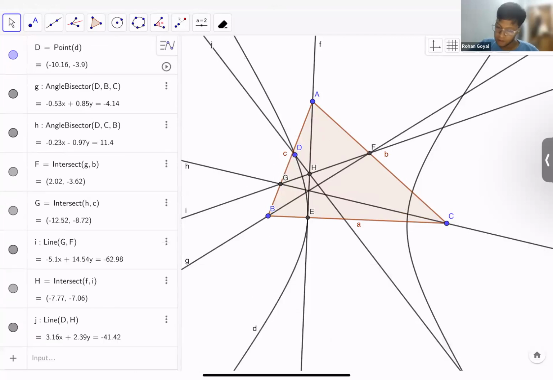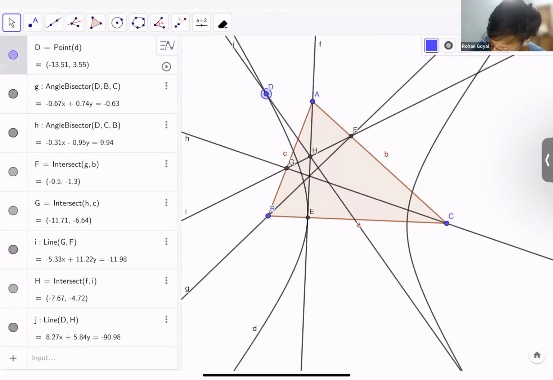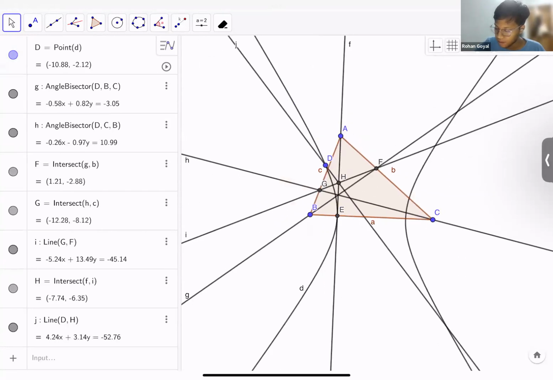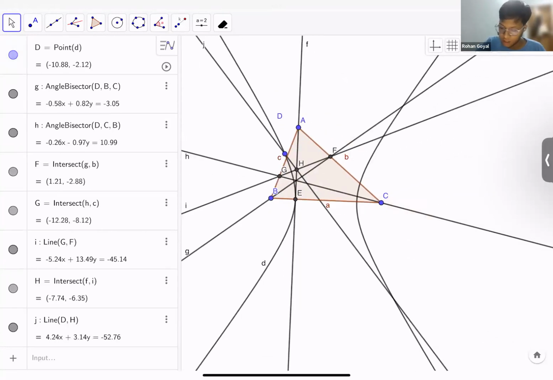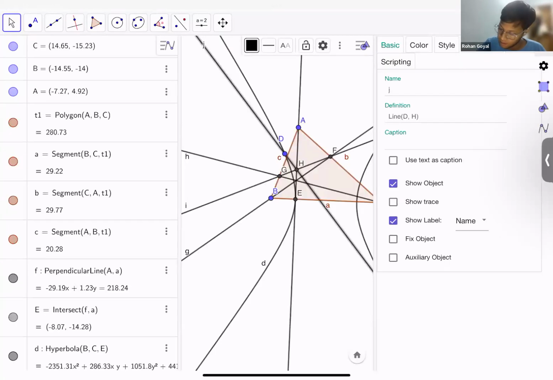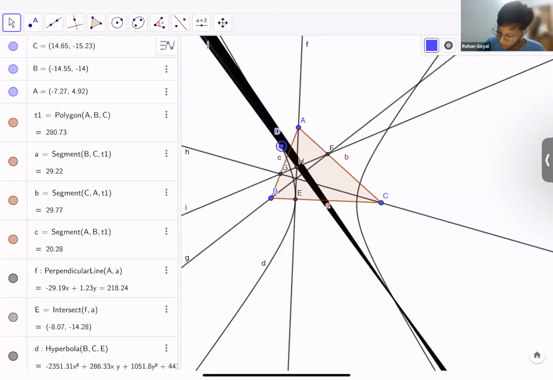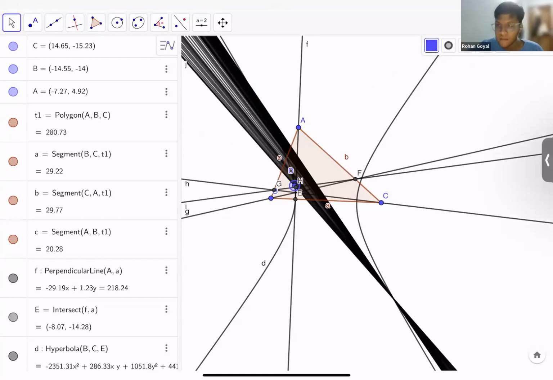Is the problem statement clear? As D is varying, prove that line DH passes through a fixed point. So I'll show the trace. It seems to be passing through a fixed point. Where? On the hyperbola.